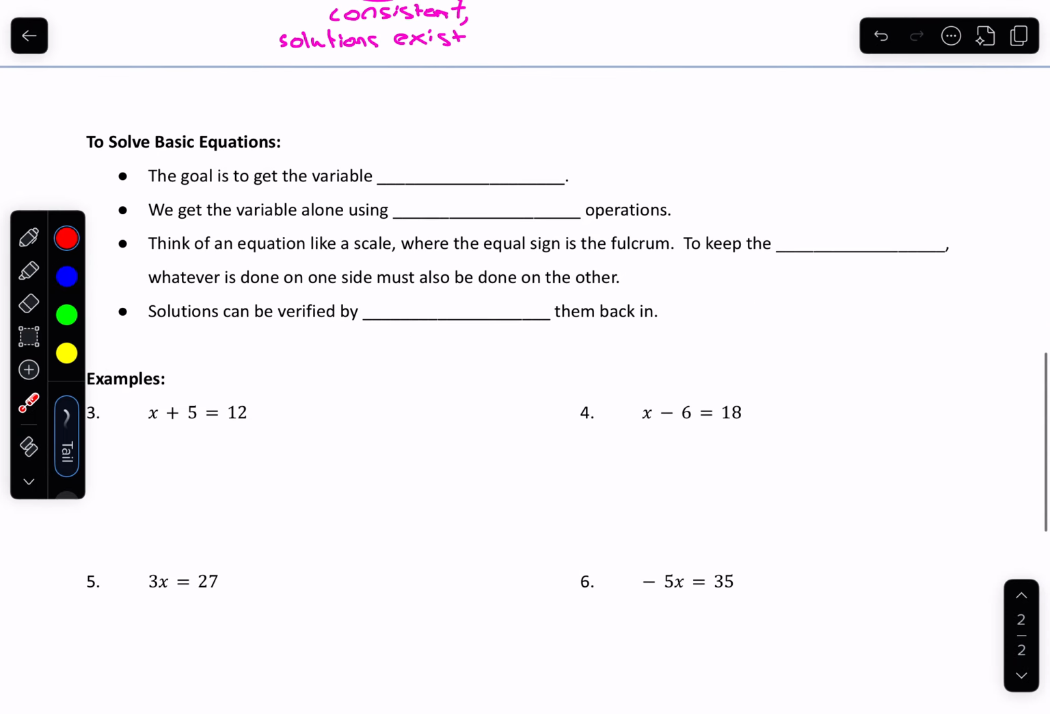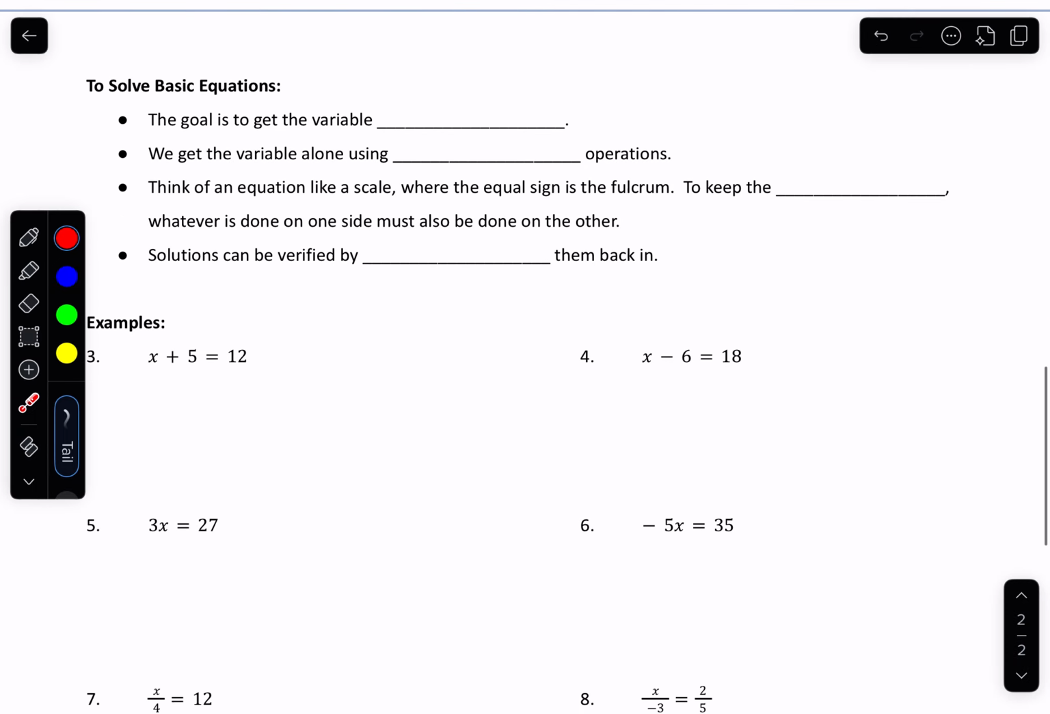All right, so now that being said, let's go ahead and try to actually find some solutions. So to solve basic equations, the goal is to get the variable alone or isolated. Okay, alone and isolated mean the same thing. So if your parents or anyone has ever told you, hey, why do you isolate yourself all the time and play video games in your room? Well, you're making yourself alone. So alone, isolated, same thing.